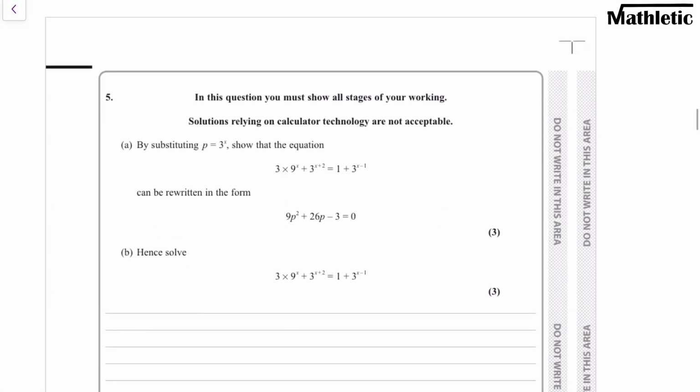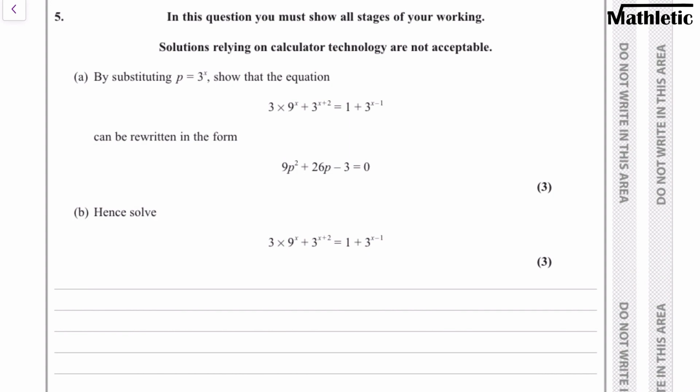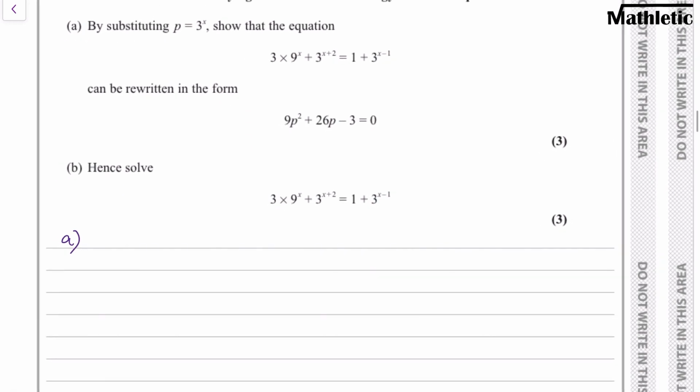The next question is number 5. We have this expression. We can replace 3 to the power x by p. So we need to simplify this and replace all the 3 to the power x by p, and eventually you will get this equation. So I'm just writing this equation from the question.